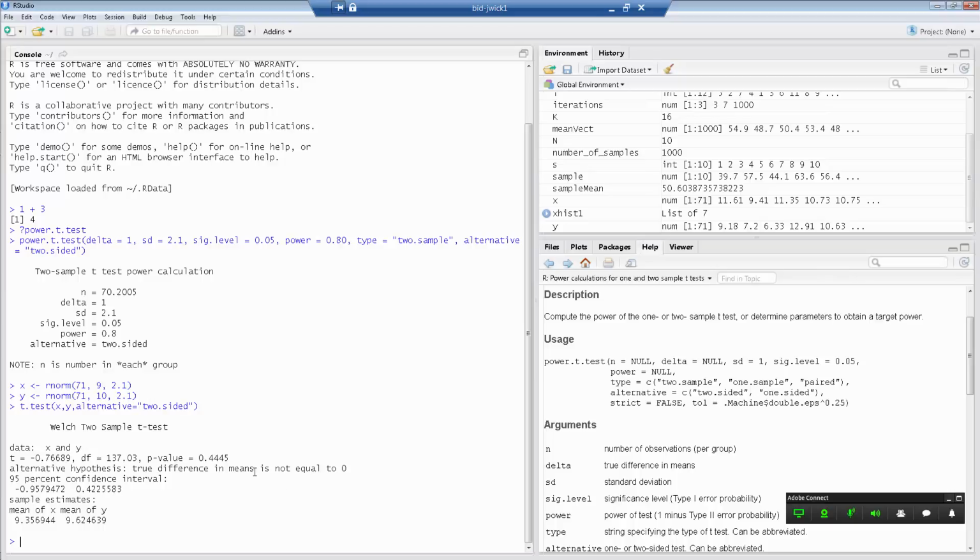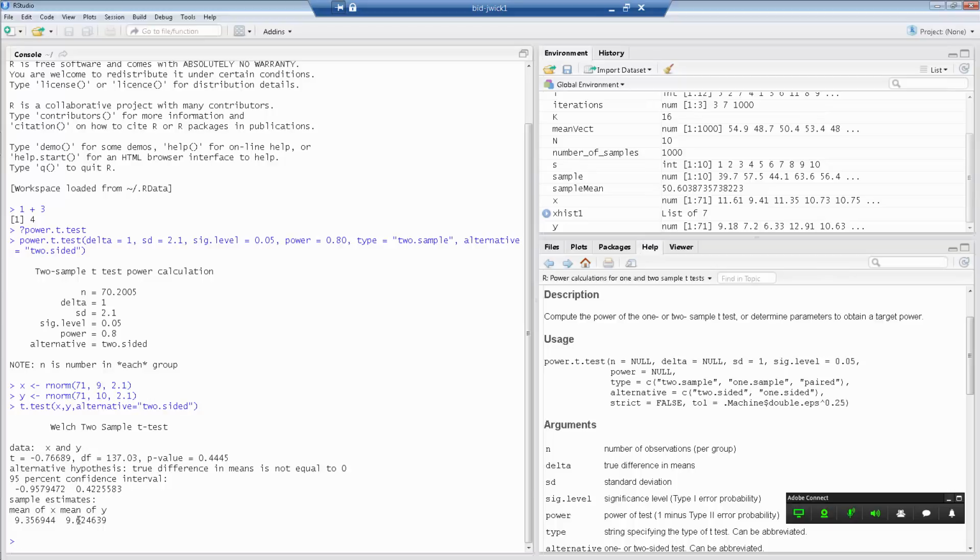It didn't give me what I expected. That's the way it always works. Why did it not? 71 observations, 9 and 10, 2.1 is my standard deviation. Because I generated data. Notice, this actually is a perfect way to demonstrate what those error rates mean.